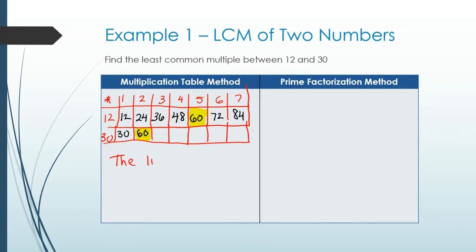So the least common multiple is 60. So if you had a fraction and your denominators were 12 and 30, you would have to build the fraction up so that the denominator was 60 so that you could add those together.